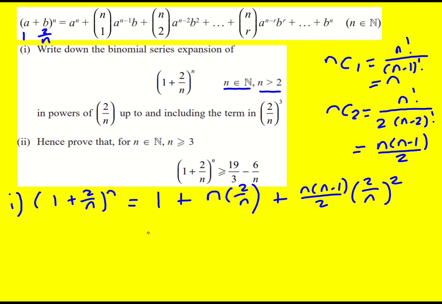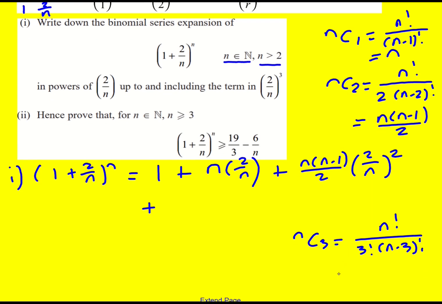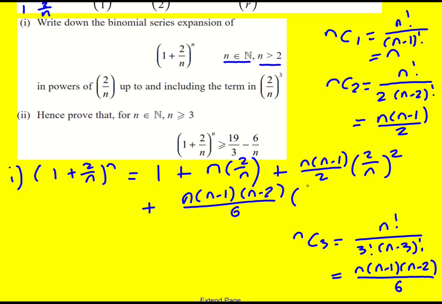Got one more term to deal with. So the next one's going to be nC3. Let me do it down here. nC3 will equal n factorial over 3 factorial times n minus 3 factorial. So this becomes n times n minus 1 times n minus 2, and then the n minus 3 factorial cancels out, and then the 3 factorial gives me 6. So that's what I'm going to get there. So n minus 1, n minus 2 over 6 times 2 over n to the power of 3.